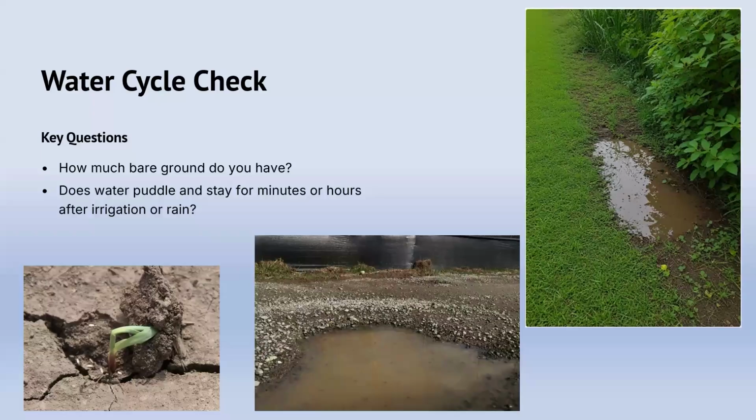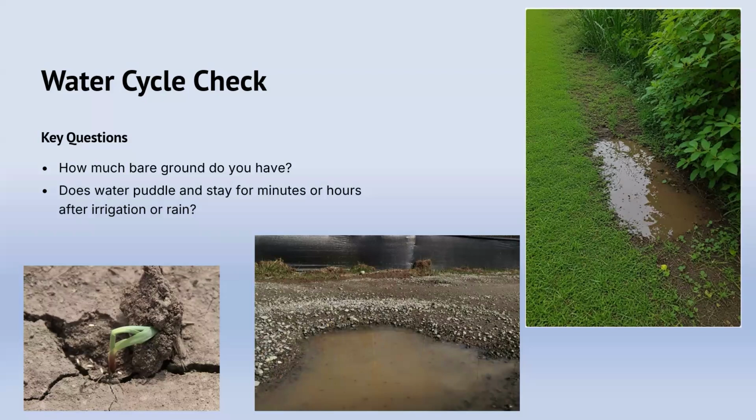Some things we want to look for, and these are things we can just go out in our garden and look at with our eyeballs. We don't need any fancy tests or equipment to do this. The key question we're going to ask ourselves is, how much bare ground do I have? Literally bare soil.